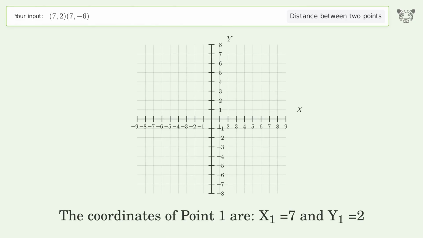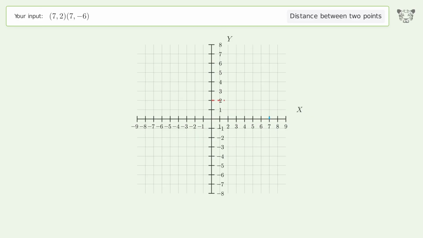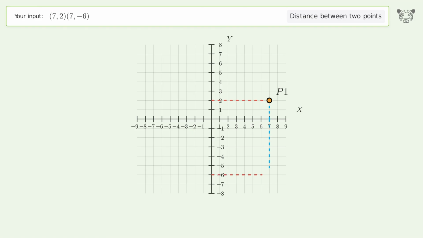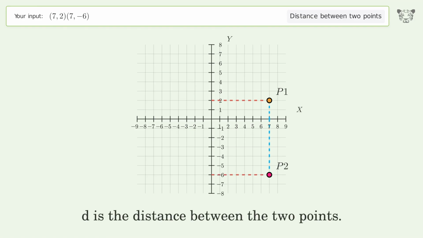The coordinates of point 1 are x1 equals 7 and y1 equals 2. The coordinates of point 2 are x2 equals 7 and y2 equals -6. D is the distance between the 2 points.